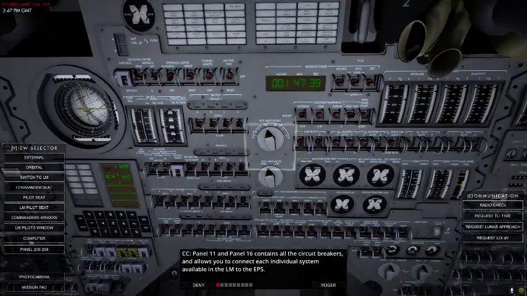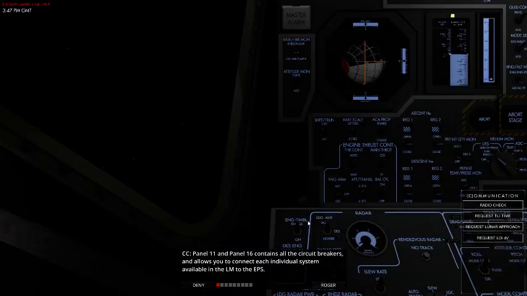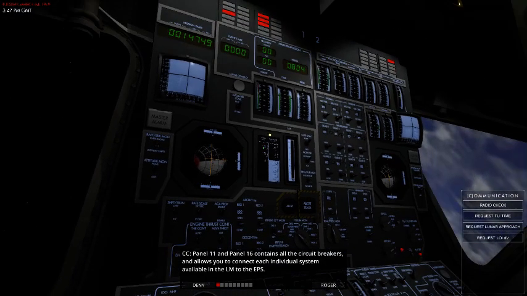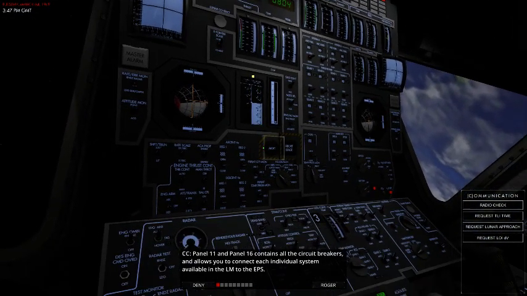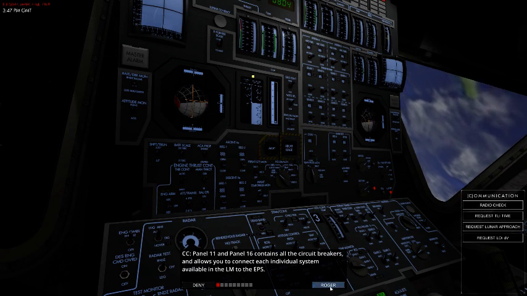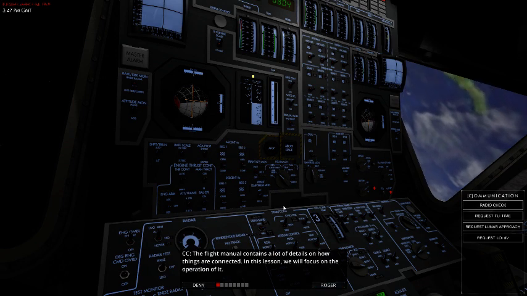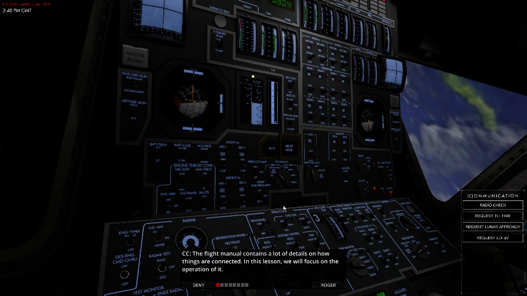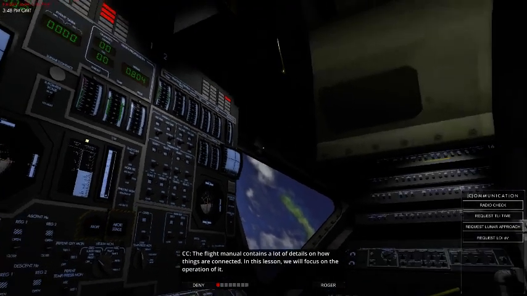Okay, so panel 11 and 16 contain all the circuit breakers and allow you to connect each individual system available in the Lunar Module to the EPS. There we go. Now that's a view. Look at that beauty. So the flight manual contains a lot of details on how things are connected. In this lesson, we will focus on the operation of it.